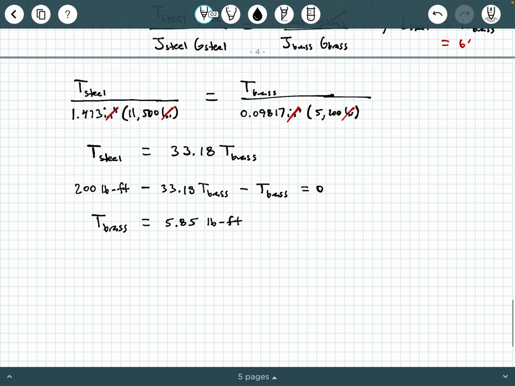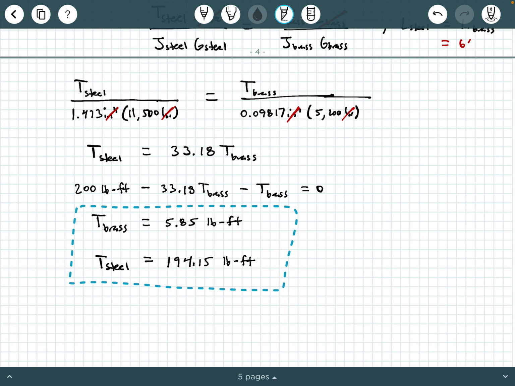What about T steel? Well, T steel, of course, is going to be computed as 33.18 times T brass. So you just take that 5.85 and multiply by 33.18, and you should get 194.15 pound-feet, okay? And these are your answers.